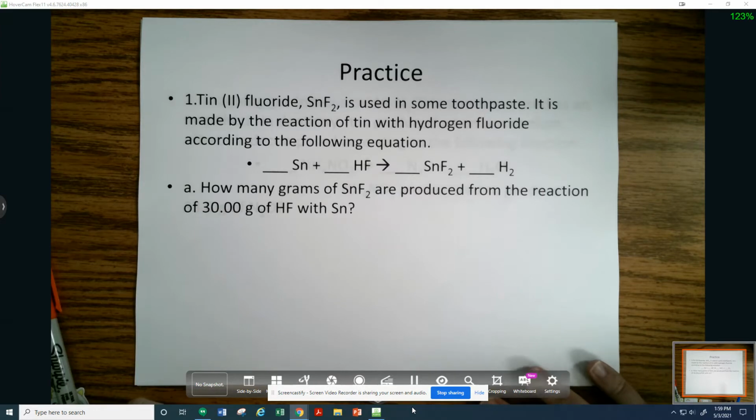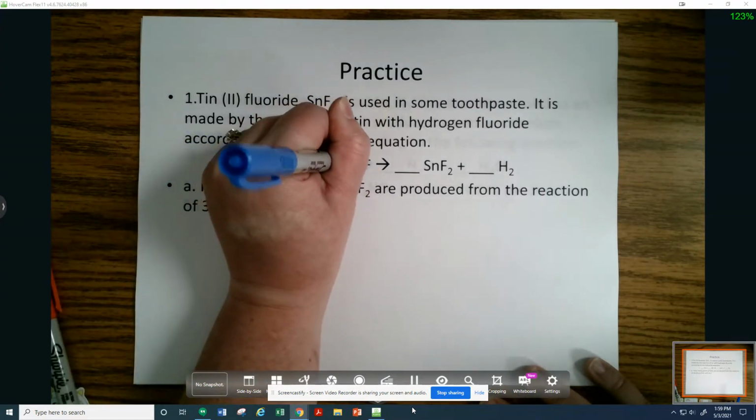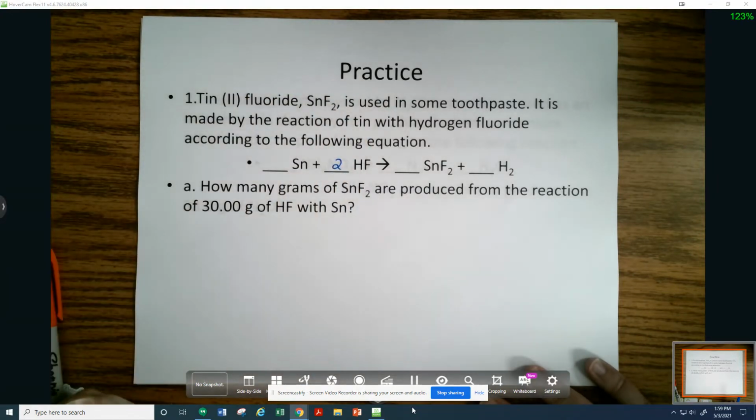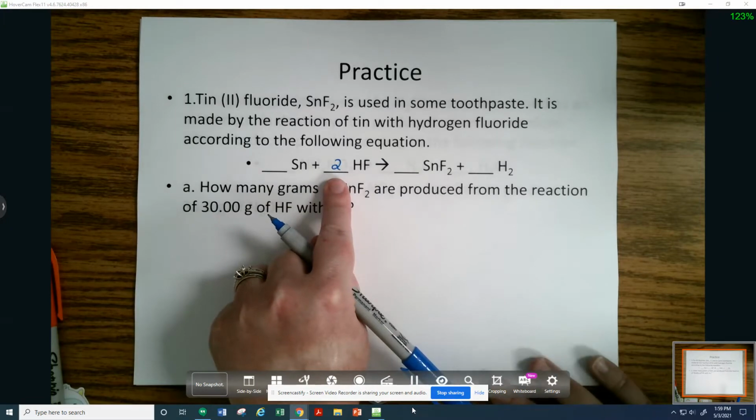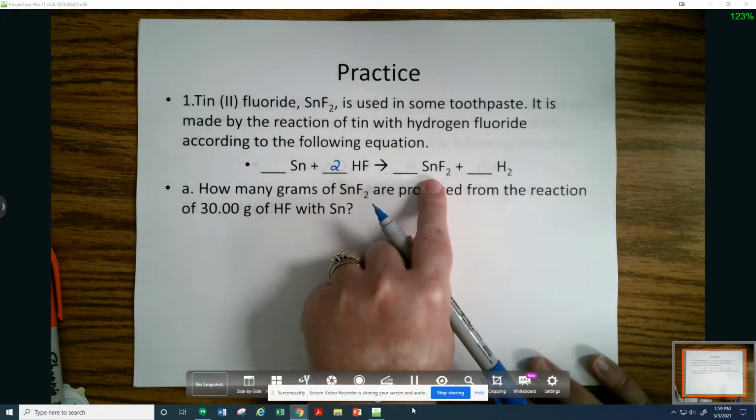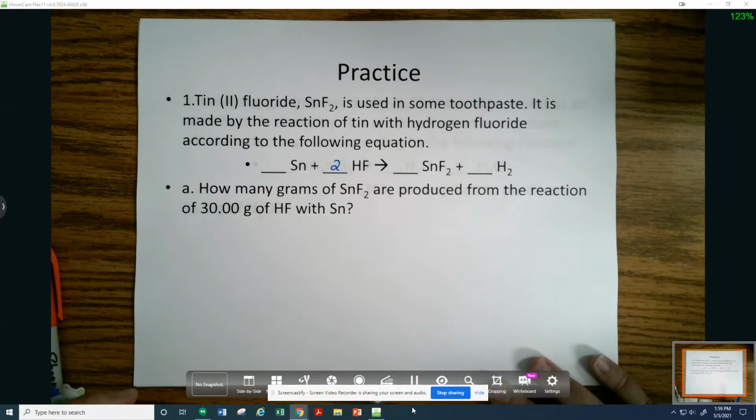So looking at balancing, my tin is balanced, my hydrogen and fluorine are not. A coefficient of 2 is all that's necessary on the reactant side. So for every 1 mole of tin requires 2 moles of hydrofluoric acid to make 1 mole of tin 2 fluoride and 1 mole of hydrogen gas.